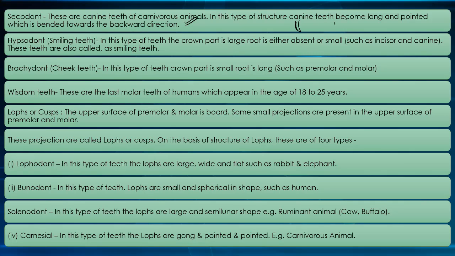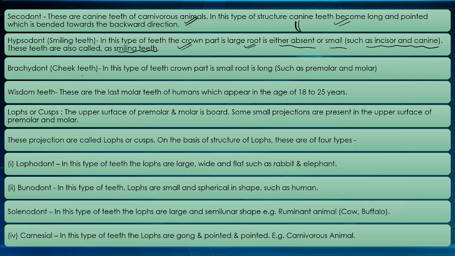Canine teeth become long and pointed, bent towards the backward direction. Hypsodont means smiling teeth. In this type of teeth, the crown part is large, and the root is either absent or small, such as incisors or canines. These teeth are also known as smiling teeth.